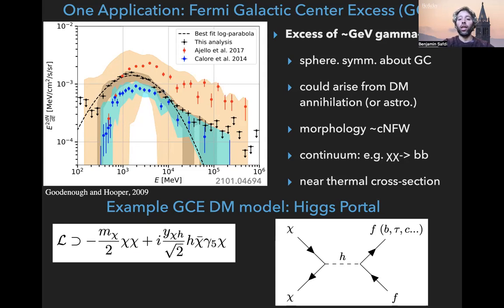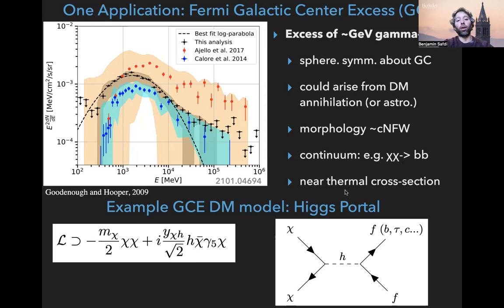If you interpret the excess in the context of dark matter, you find you need a contracted NFW profile, and the excess should arise from continuum annihilation. So for example, dark matter going into b bbar, which then shower down and give you a continuum spectrum of gamma rays. And excitingly, you would need a near thermal cross-section in order to explain the GCE.